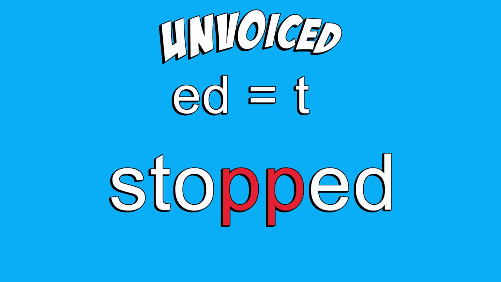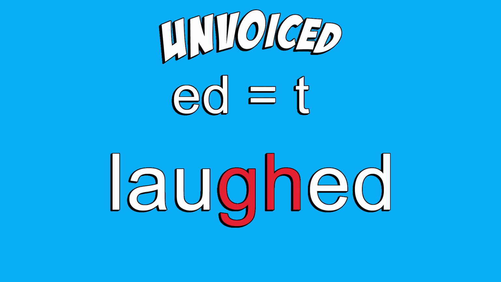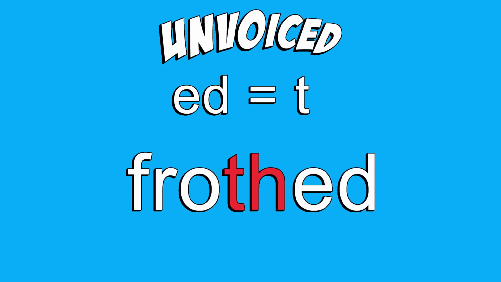For example, if I take the word stop, and I add the ed, the p is unvoiced, so the sound becomes a t. So it is pronounced as stopped. Okay, very simple. Let me give you a few more examples. K sound, work. If I add the ed, it becomes worked. F sound, for example, laugh, laughed. The th sound, for example, froth. And with the ed, frothed.